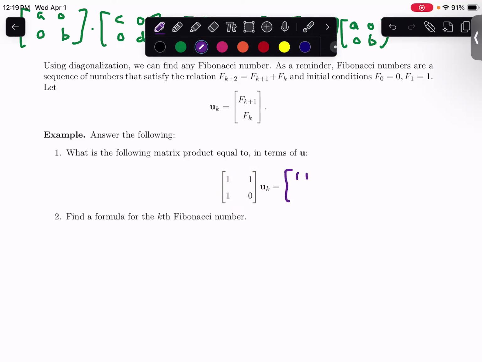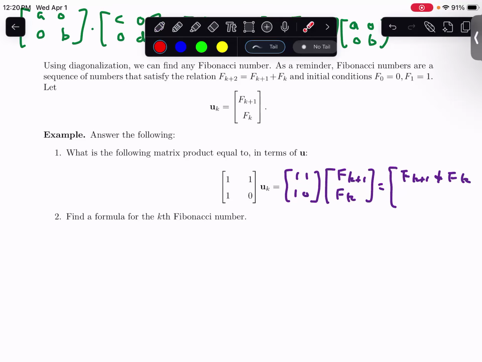So you would have 1, 1, 1, 0, and then this is going to be f of k plus 1, f of k. If I perform this matrix product, the first term is going to be f of k plus 1, and then you have f of k. Sorry, it should have been a plus sign. So plus f of k. And then the second component is just going to be f of k plus 1 plus 0. So it's going to be f of k plus 1.